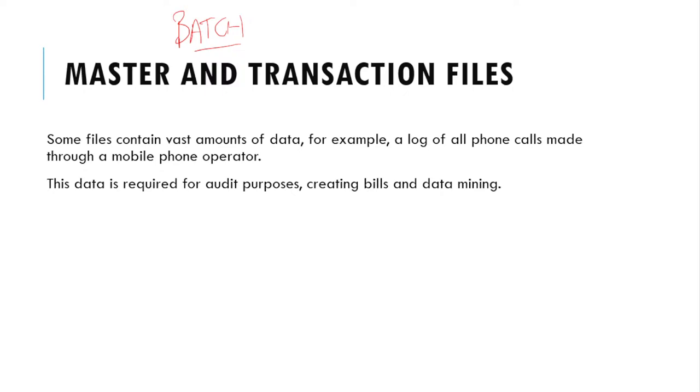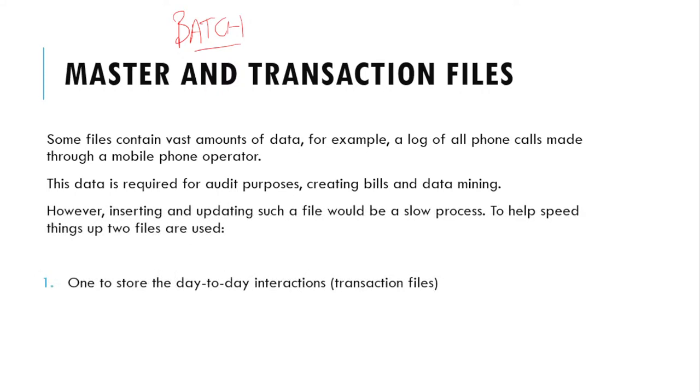However, inserting and updating files can be a slow process if all the data was just in one big dirty filthy file, okay? We want to try and speed things up. So we do that, we use two files. We use something called a transaction file, which is our day-to-day, week-to-week, month-to-month file, relatively small amount of data.